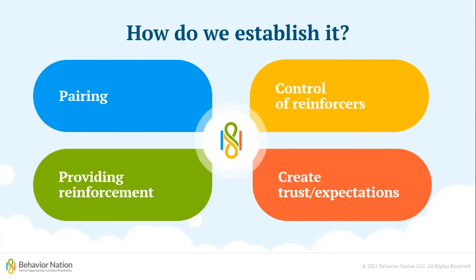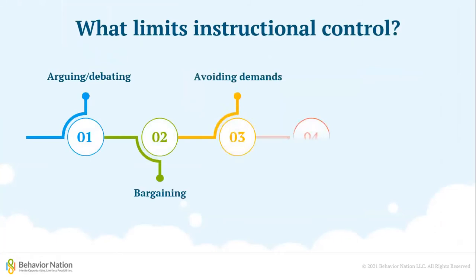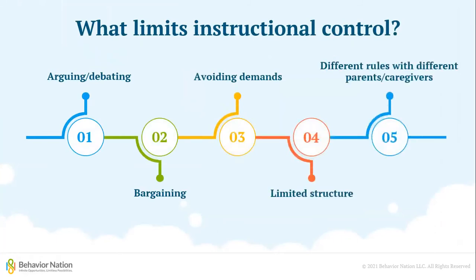Next, we will be discussing the limitations of instructional control. There are many things that limit instructional control. These things can have a negative impact on instructional control. These include, but are not limited to, arguing or debating with the learner, bargaining, allowing escape or avoidance from demands, limited structure, and having different rules across caregivers.